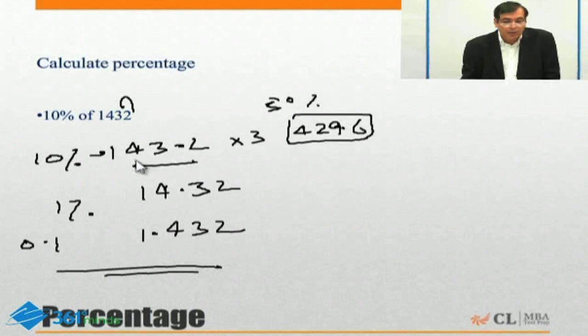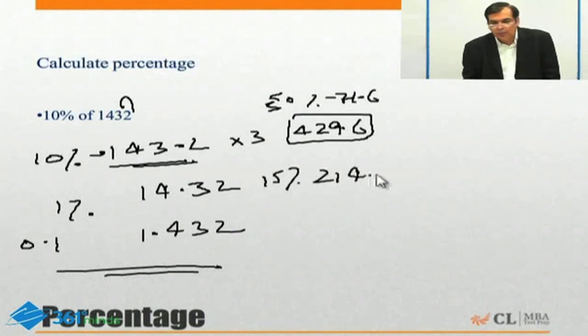half of 143.2, half of 140 is 70, and half of 3.2, 1.6. So 5% is equal to 71.6. This is 5%. So what is 15%? It is 143.2 plus 71.6, so 214.8. So 15% will become 214.8.